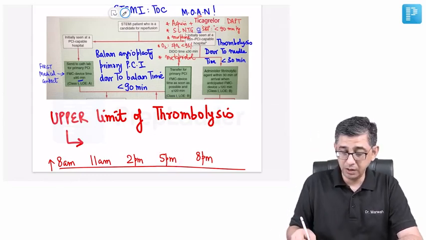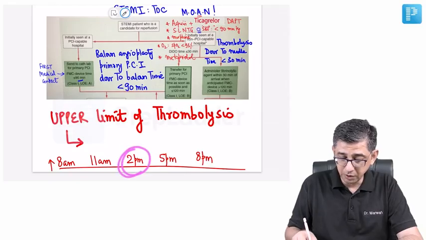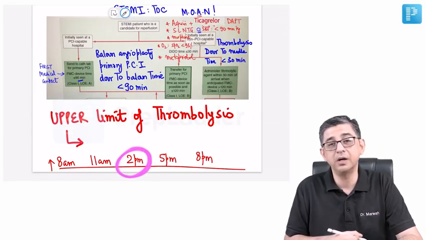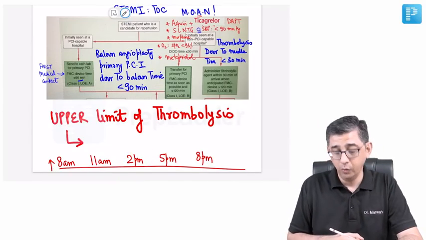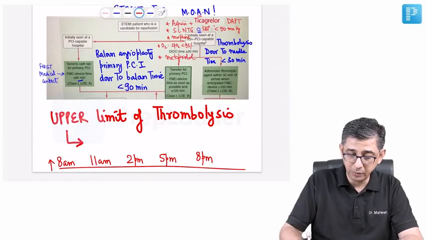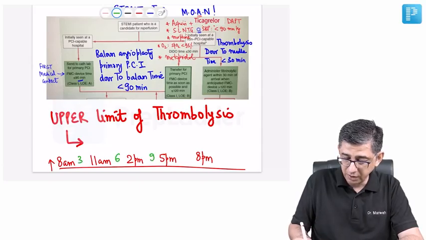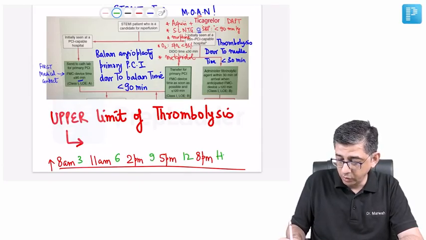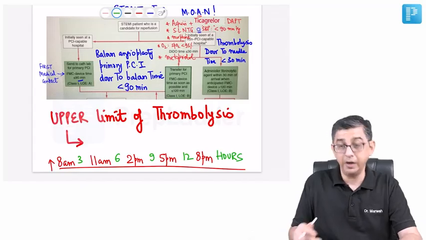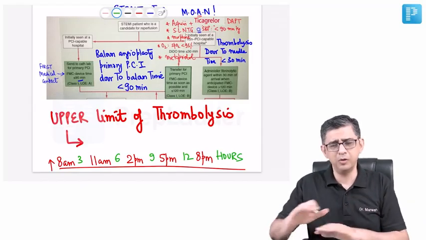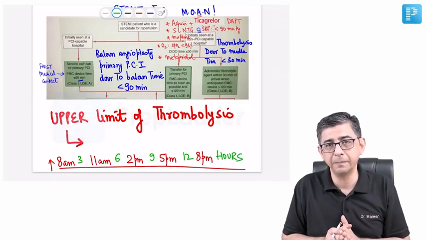The question was not asking within how much time of the patient coming to the hospital thrombolysis should be started. The question was, what is the upper limit of thrombolysis? The options in the MCQ were, and I'll just put numbers here, 3 hours, 6 hours, 9 hours, 12 hours. How long would you be ready to wait before you say, okay, thrombolysis is not going to work after this much time?